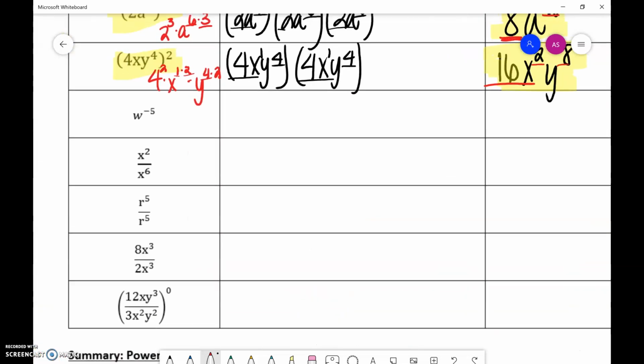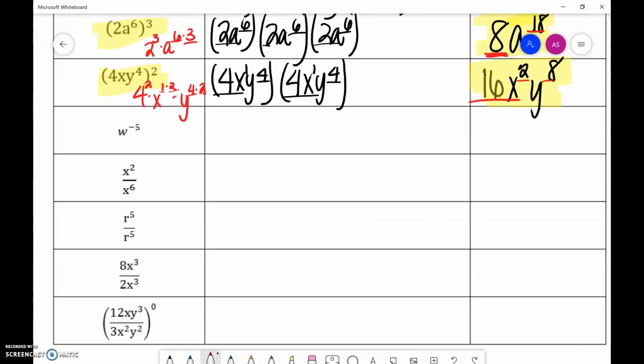So if you look at this one here, I have w to the negative fifth power. I cannot write out w negative 5 times, so we're not going to have an expand part for that. What's going to happen is we're going to have that over 1. This is going to come down. So I have w to the fifth power. And that's it.